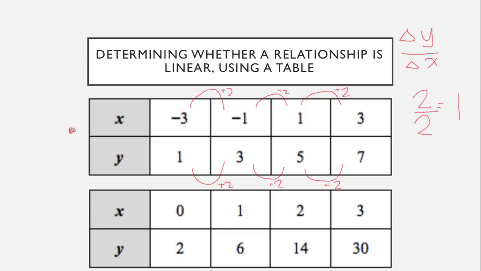Now let's look at this second table. So again, we're looking at the rate of change for this second table here, and we're looking at the change in y compared to the change in x. So if we look at the change in y here, it increases by 4. Here, our y value is increasing by 8. And then here, it's increasing by 16. Okay? Now, we can already begin to tell that there's not a constant rate of change here. But we're going to look at the x row to compare it.